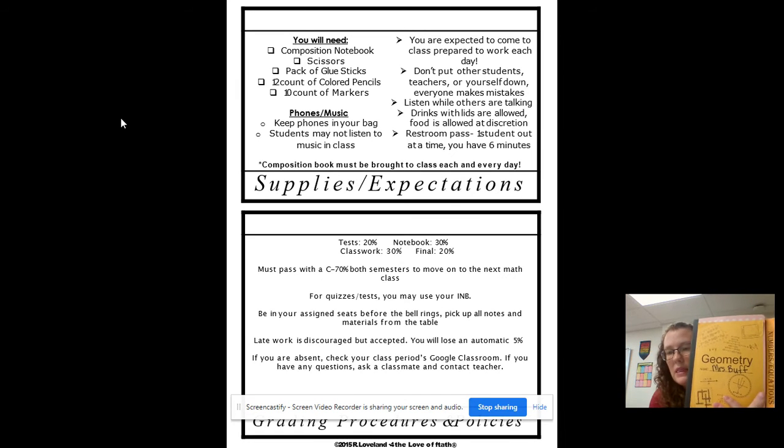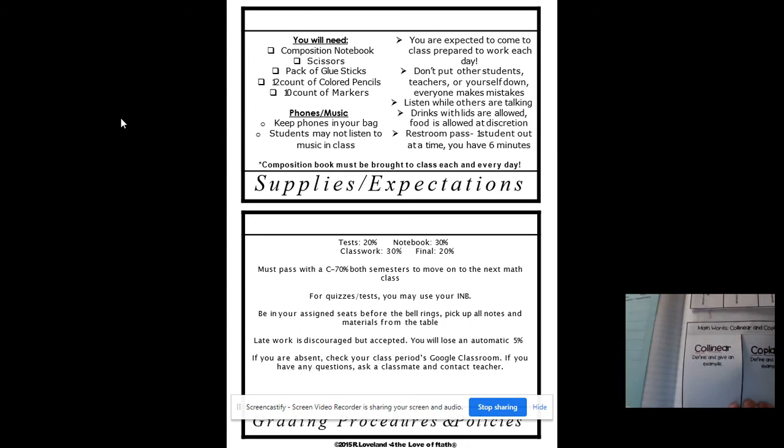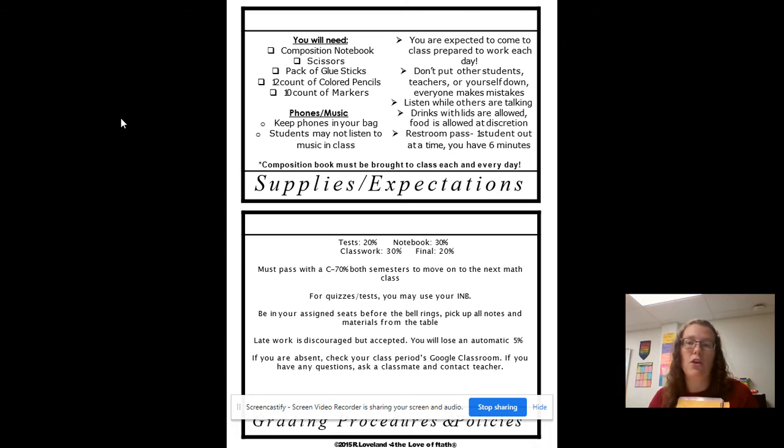For this class, you're going to need a composition notebook. It's going to look something like this. It's where we're going to keep all of our information for the notes that we're going to take. Okay, if we end up going remote and you are working on this at home, you're going to need access to scissors and either glue or tape.